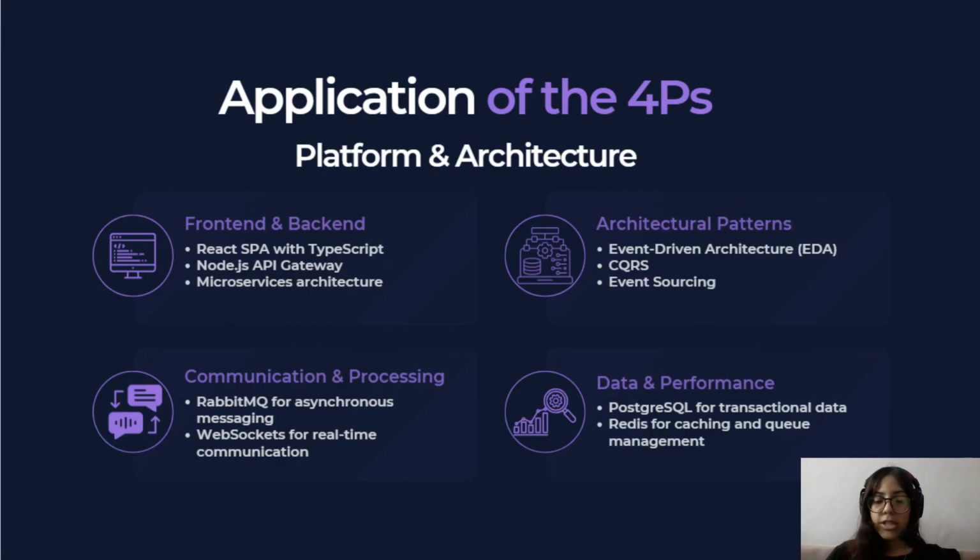To support these operations, our platform utilizes a React application with TypeScript on the front end and a microservice architecture with a Node.js API gateway on the back end. Asynchronous event orchestration is handled by RabbitMQ, ensuring that heavy processes never block the user experience, and we employ modern patterns such as event-driven architecture, CQRS, and event sourcing to ensure system consistency and scalability. This is supported by PostgreSQL for transactional data and Redis for high performance caching.